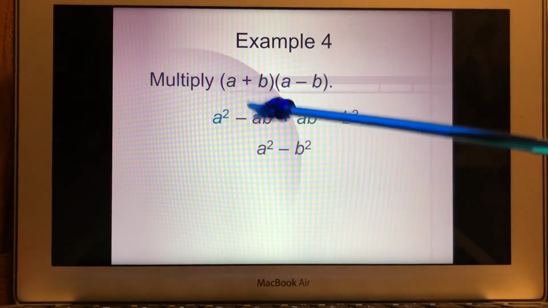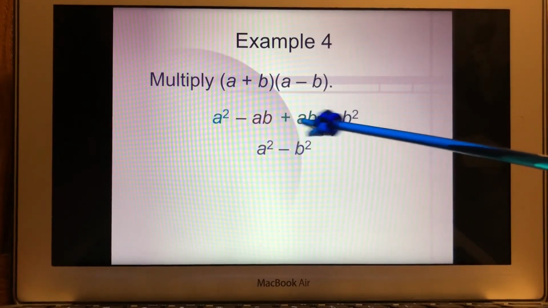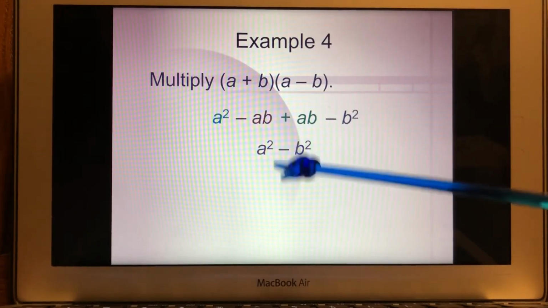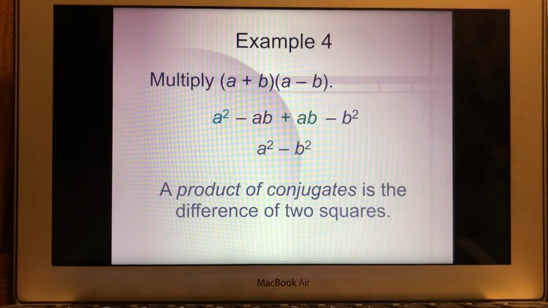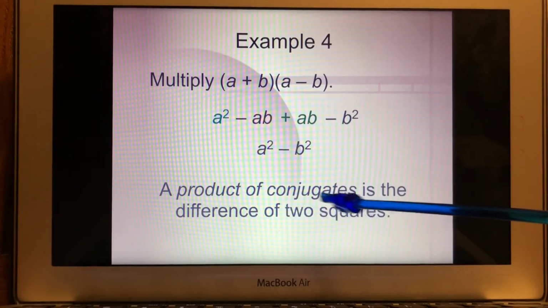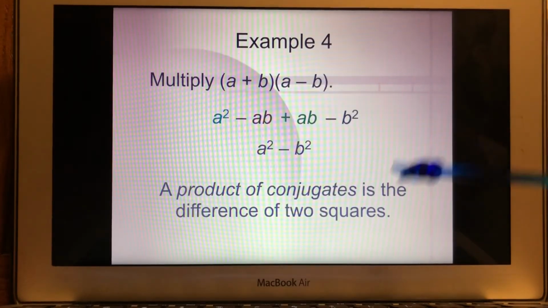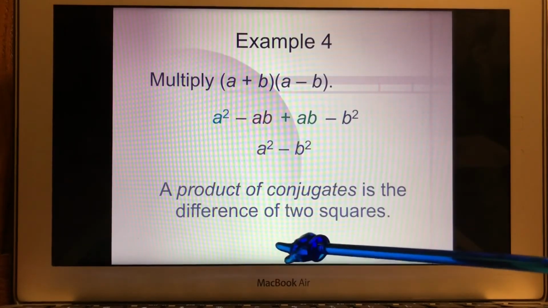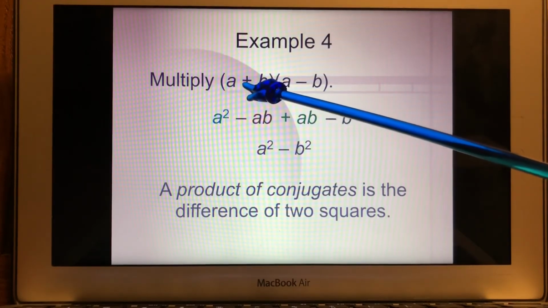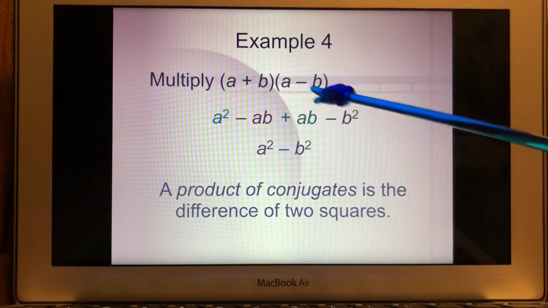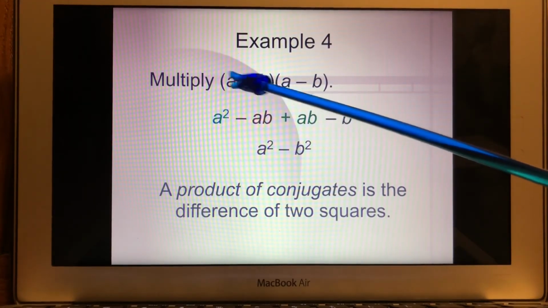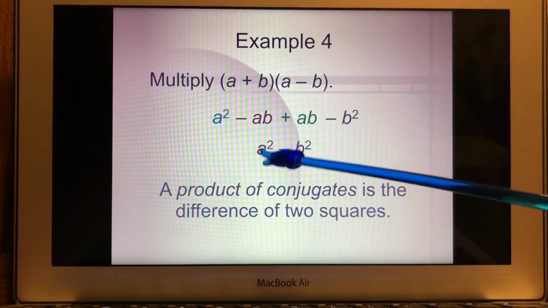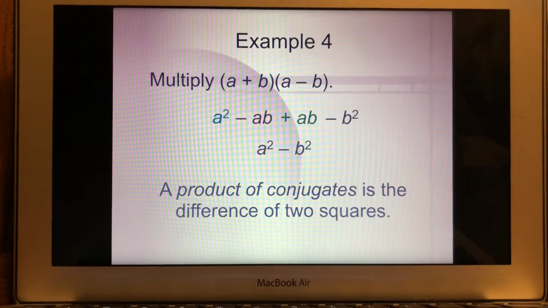Then I'm going to combine negative ab plus ab, which cancels out, right? So I have a squared minus b squared, and that is what I end up with here. The product of conjugates, the opposites here, is the difference of 2 squares. So if these two are conjugates, they're opposite. This is plus, this is minus. Then all I have to do is just take the first term squared minus the second term squared.